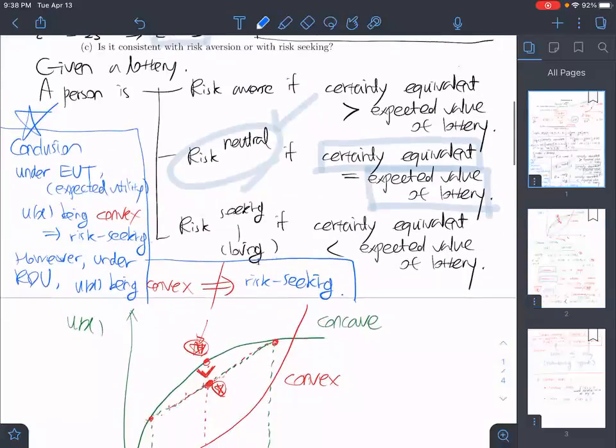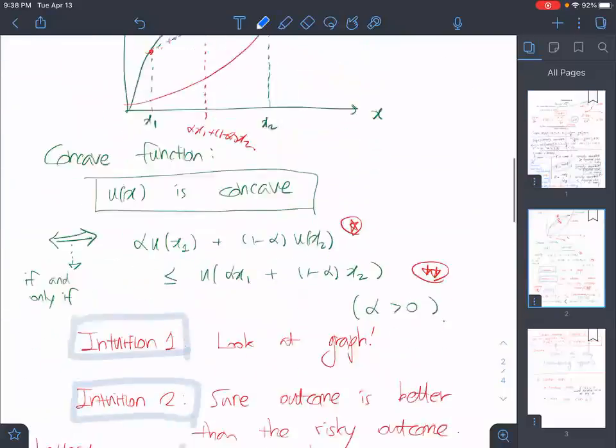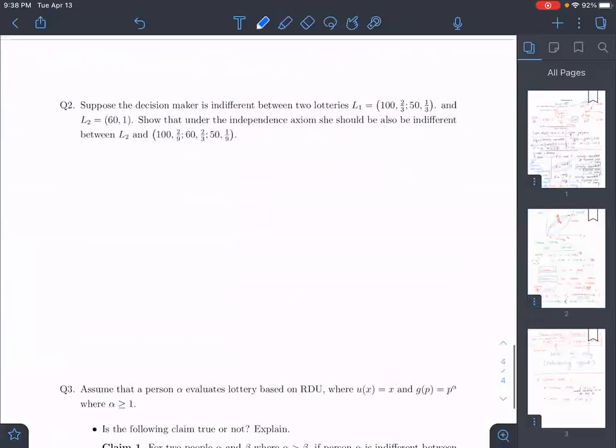So if there's no question, let me go to the next question. This one is easy. Question 2. Suppose that the decision maker is indifferent between two lotteries L1 and L2. Okay, so what was our notation? L1, this wave sign, yes, L1 is indifferent to L2. Show that under the independence axiom, she should also be indifferent between L2 and this guy, let me call it L3.